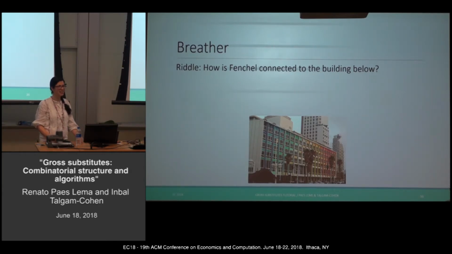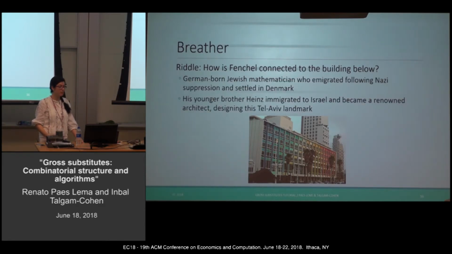Right, so this is a Dan Hotel in the Tel Aviv coastline. If you've been to the beach, you can't really miss it. And the connection is, it turns out that Fenchel is a German-born Jewish mathematician. Following Nazi suppression, he settled in Denmark, but then his brother settled in Israel and became a renowned architect, and he's responsible for this building. Yeah, so what you can get from Google when you're preparing a presentation and you're bored. A convex set. Okay, so next time you're in Tel Aviv, look for this building.